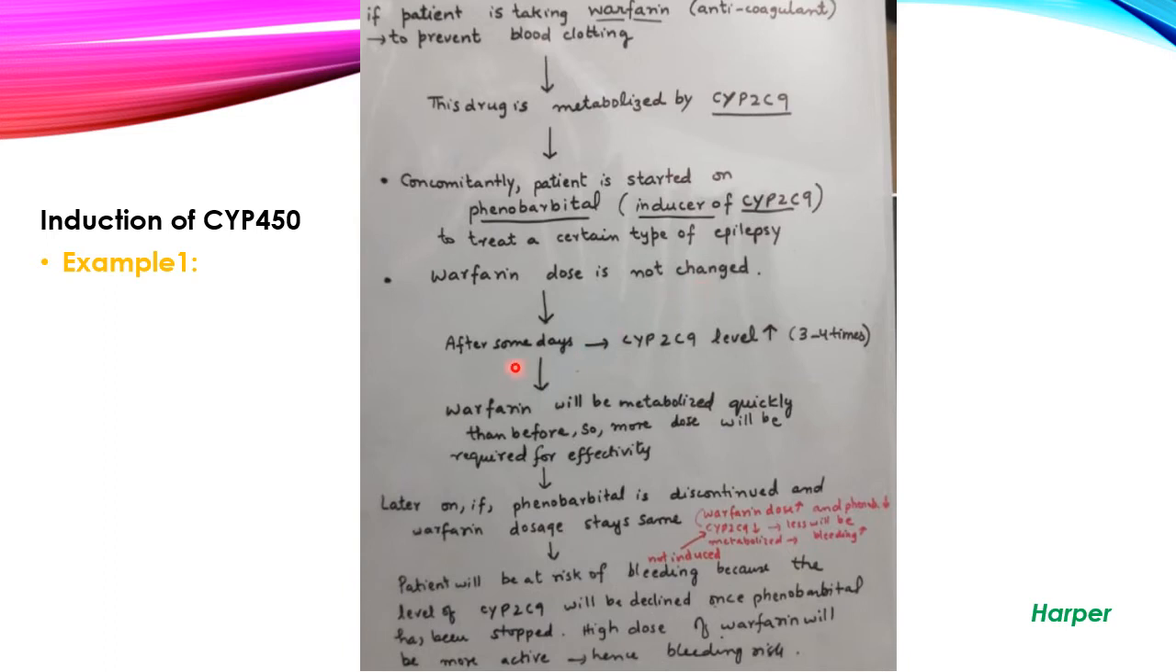Now after some days, what would happen? Levels of CYP2C9 would get 3 to 4 times higher, because CYP2C9 has been induced by phenobarbital. Now this CYP2C9 can metabolize warfarin, so warfarin is going to be metabolized more and more quickly. So now a higher dose of warfarin is needed for its effective function.